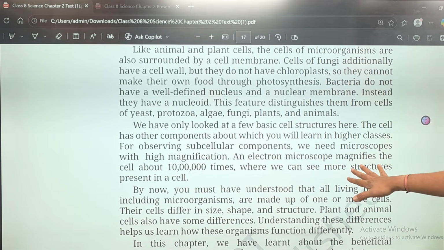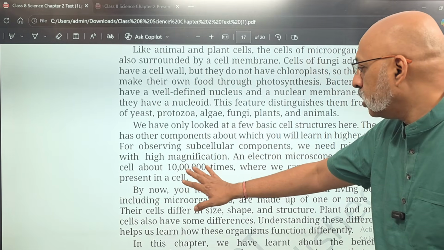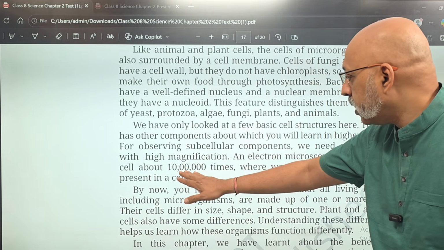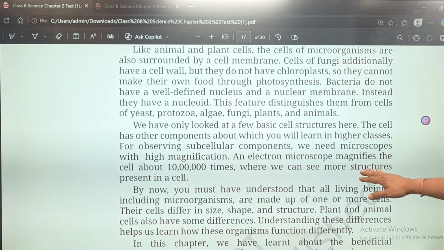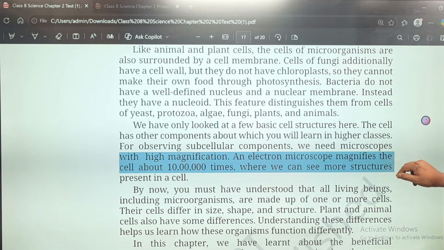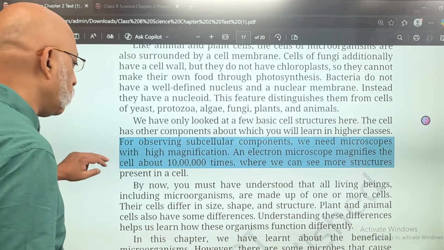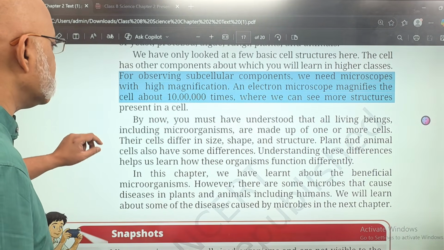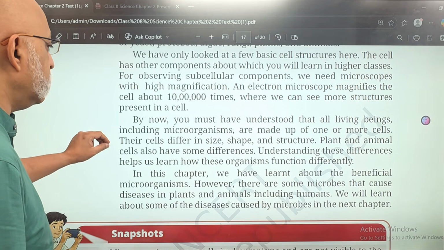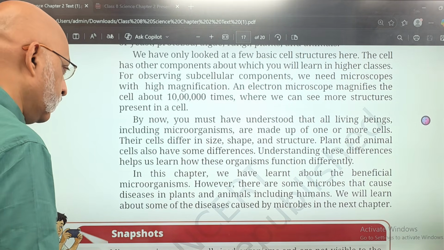The other important thing which I need to highlight is that an electron microscope magnifies the cell about 10,000 times, where we can see more structures present in a cell, right? A 1 followed by 6 zeros. By now you must have understood that all living beings, including microorganisms, are made up of one or more cells. Their cells differ in size, shape, and structure. Plant and animal cells also have some differences. Understanding these differences helps us understand how these organisms function properly and differently.